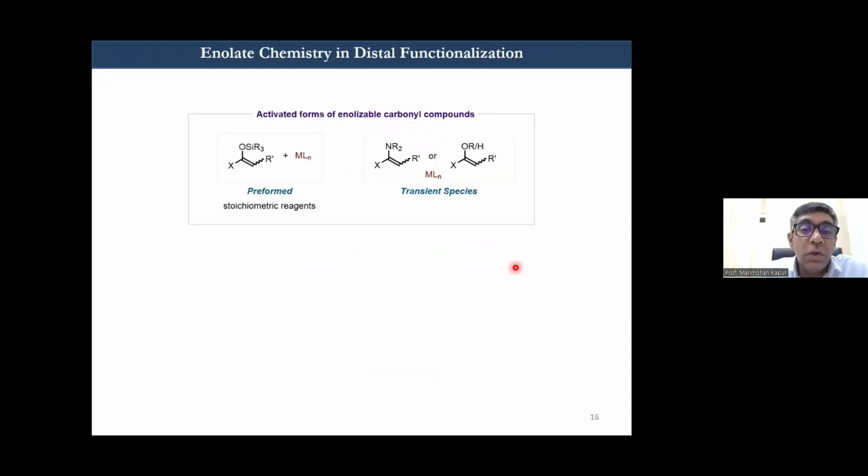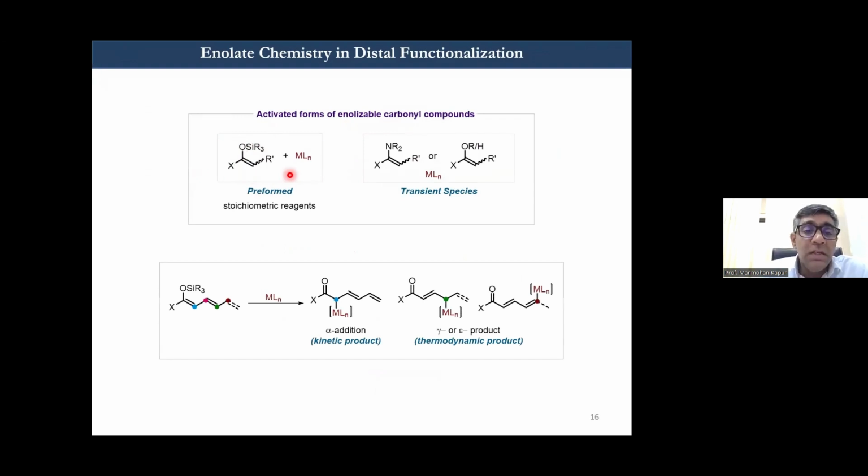In another approach, we can use enolate chemistry for distal functionalization. So enolates can be either in the form of enols, which are transient species, or enamines, or you can have preformed enolates, which are silyl enol ethers, or you can have acetates. Using this particular approach, you can actually pick up a metal at a nucleophilic position or a pi basic site. You can have alpha addition, which is the kinetic product.